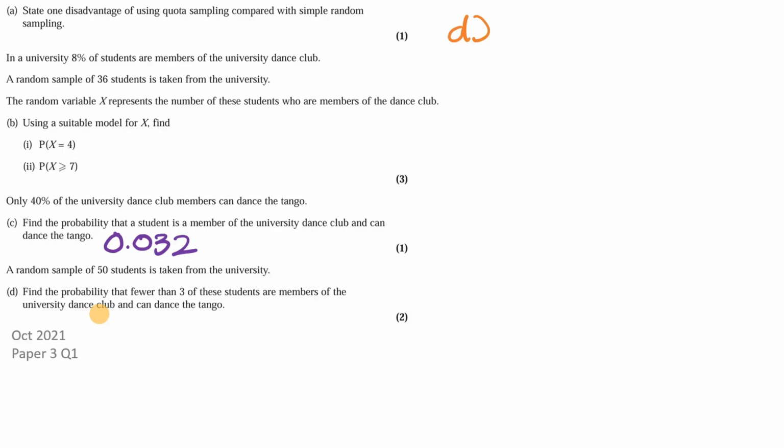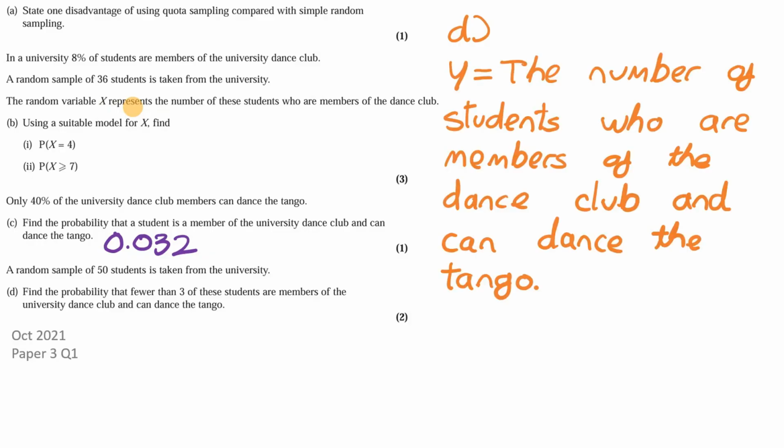Okay, for this we are going to use another binomial distribution. So we need to find the probability that fewer than 3 of these students are members of the university dance club and they can dance a tango. So we're going to introduce a new variable here. It's not going to be x like this up here. Let's say that this is y. It can be anything really, but let's say it's y. Remember, x was the number of students who are members of the dance club, but y is the number of students who are members of the dance club and can dance the tango.